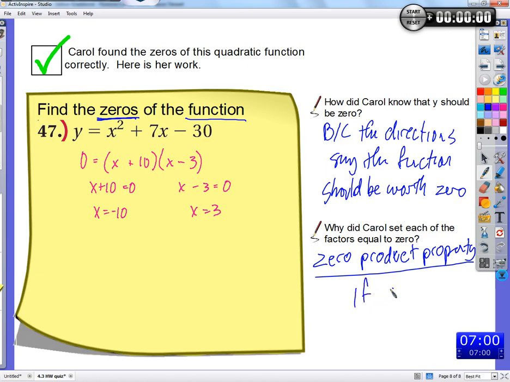If a number times another number is zero, then what can we conclude? One number has to be zero. A is zero. And if it's not, then B has to be zero. And if it's not zero, then you didn't get zero. You did not get zero if these are both not zero. So if that is equal to zero, then one of these has to be true. That's how we're finding these solutions.